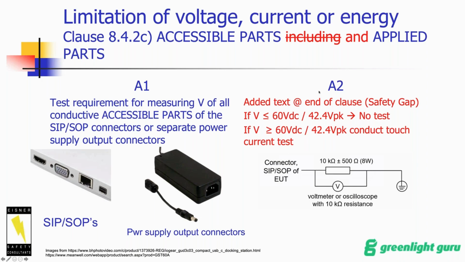Now the way that A2 deals with it in regard to accessible parts and applied parts is what touches the patient. If the voltage at the SIP-SOPs or the power supply output connectors are less than or equal to 60 volts DC or 42 volts peak, you don't have to do touch current, which is a form of leakage current. And there's a method now, which is this method here, in place for how to make that measurement. And this is EUT, which would be equipment under test. Sometimes you'll see DUT, which is device under test.